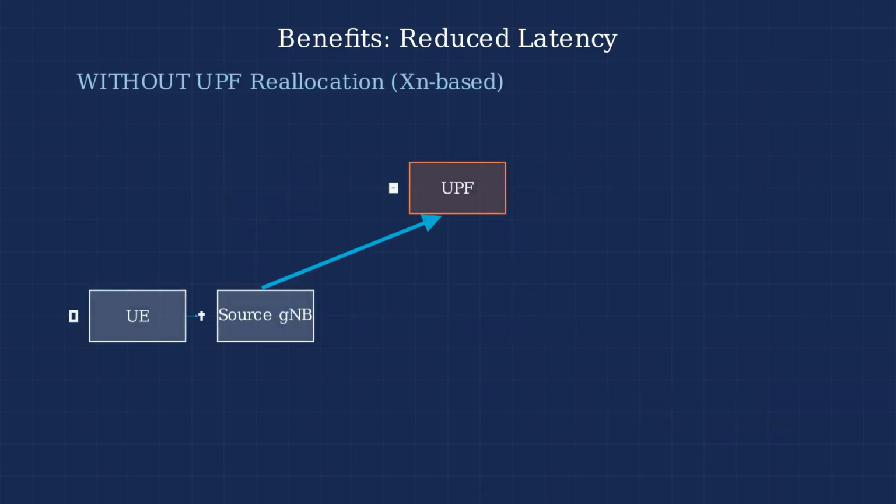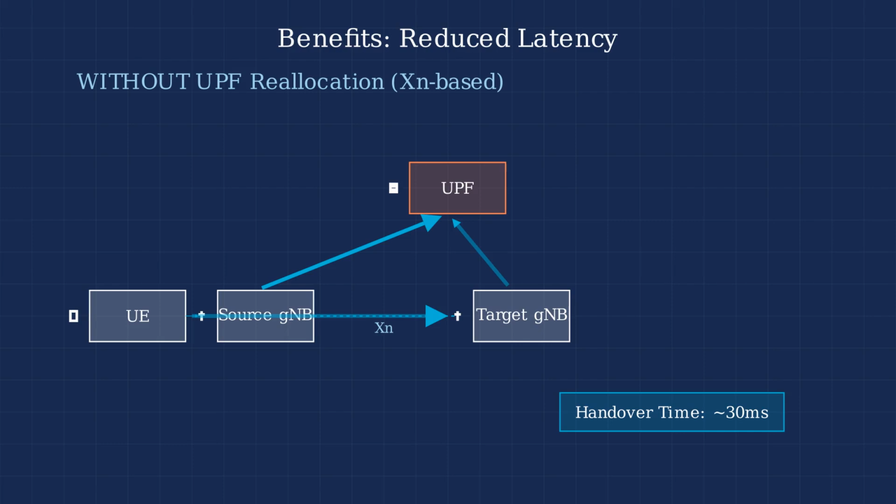In contrast, XN-based handover without UPF reallocation maintains the same UPF throughout the handover process. When the UE moves to a cell served by the target gNB, the handover occurs directly via the XN interface between the gNBs. Since the same UPF continues to serve the connection, there's no need to establish new sessions or reconfigure core network elements, resulting in significantly reduced handover times.